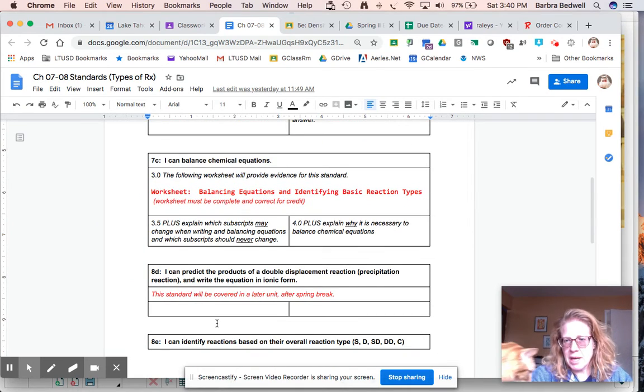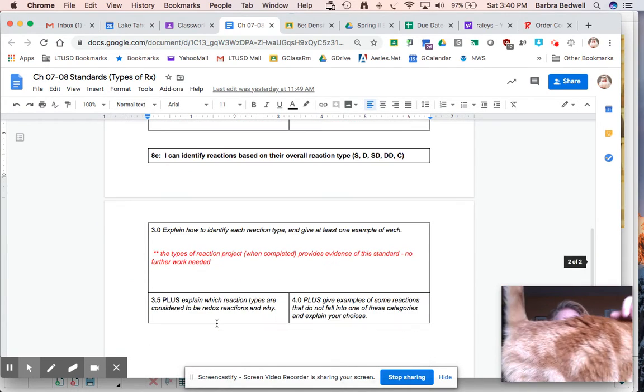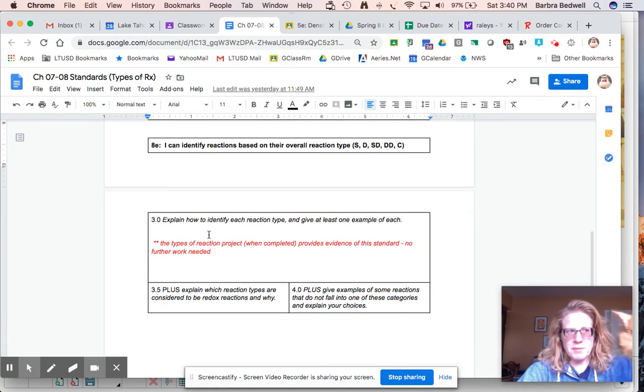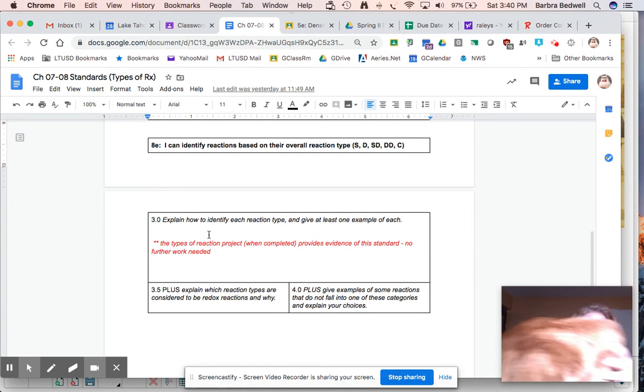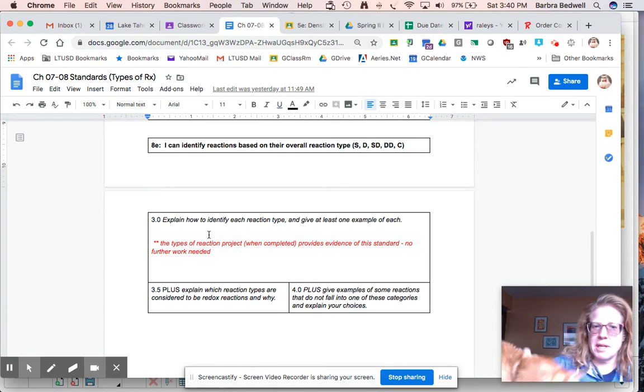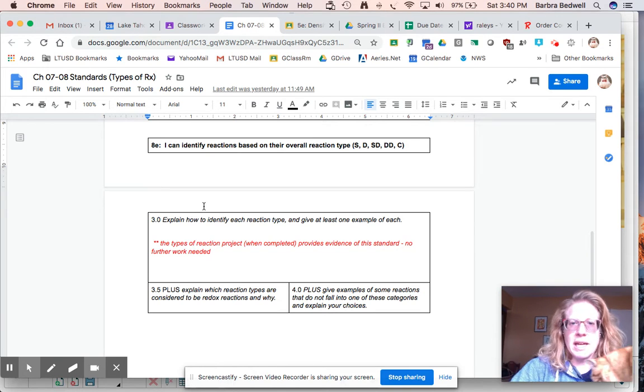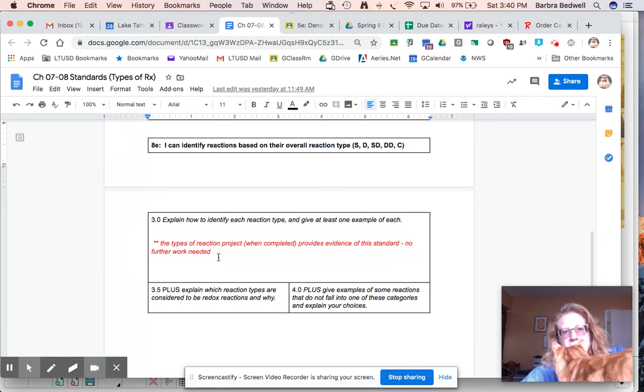8D, we're going to skip for now. We may come back to that after spring break. And then 8E is about identifying different types of chemical reactions. We can classify a lot of them into types called synthesis, decomposition, single displacement, etc. The balancing equations worksheet has some examples of it. And 8E is about describing what they are. There's a project that goes along with that.